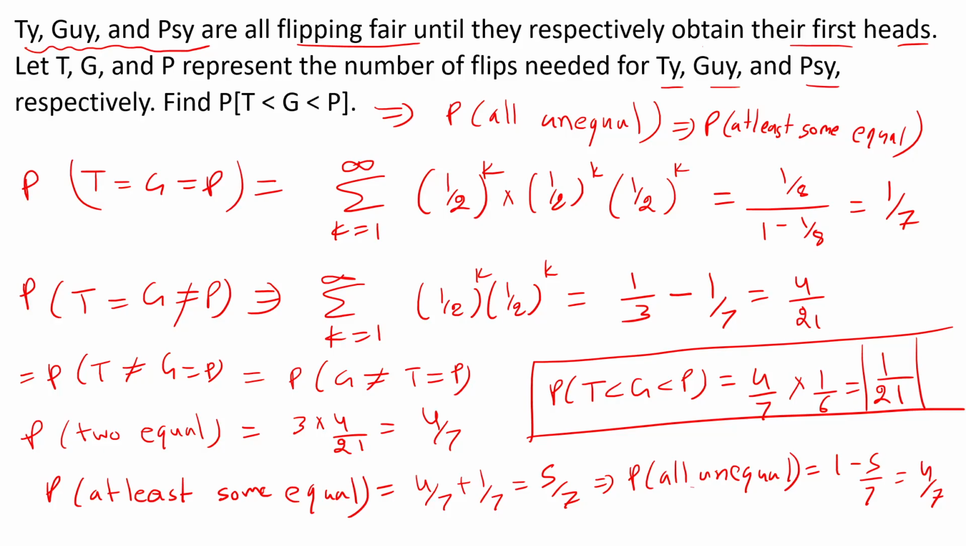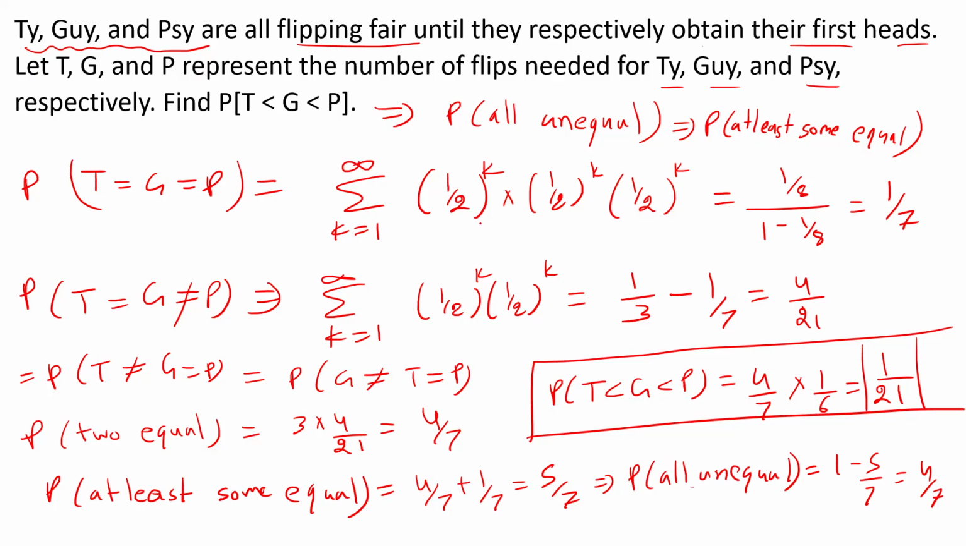So how did we do? They are unequal, so t is less than g is less than p. Let's figure out the probability of them being unequal. To do that, let's figure out the probability of them being equal, some of them being equal and all of them being equal. So that was 1 by 7 and 4 by 7. The probability at least some equal is 5 by 7. The probability they are unequal is 4 by 7.